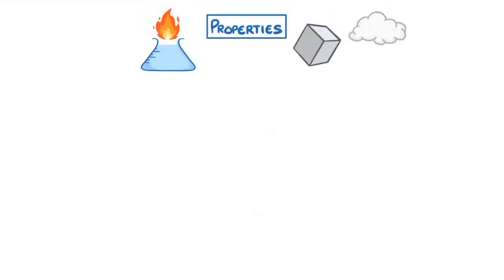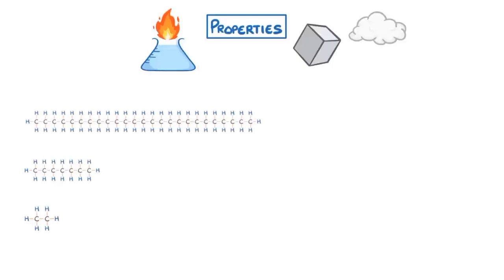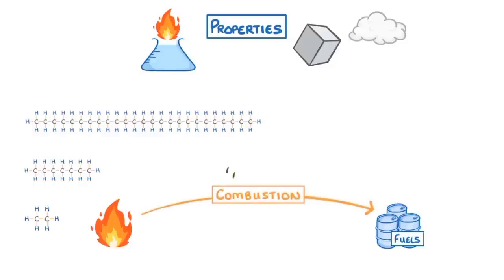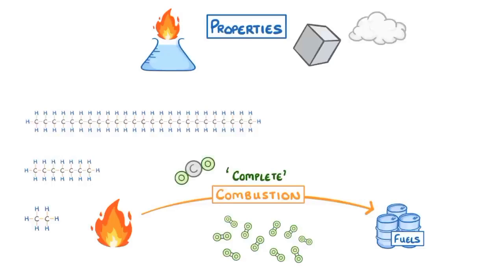The key point to take away from this video is that the properties of hydrocarbons, like alkanes, depend on the length of their carbon chain, with the shortest hydrocarbons having the lowest boiling points, and so being the most volatile and flammable, which makes them great fuels. And whenever we use a hydrocarbon as a fuel, we call the process combustion, with complete combustion only taking place if there's enough oxygen available, which will produce carbon dioxide and water, releasing loads of energy in the process.